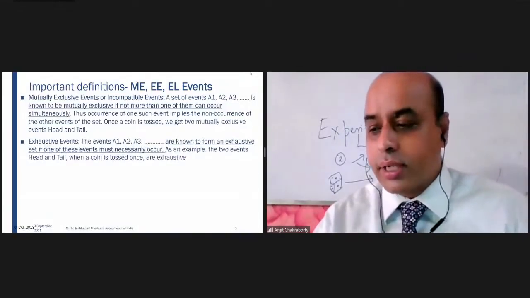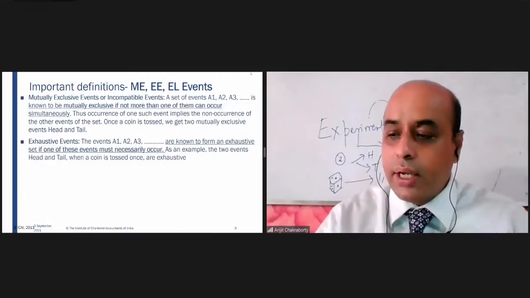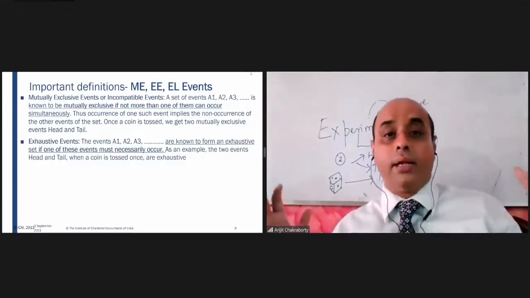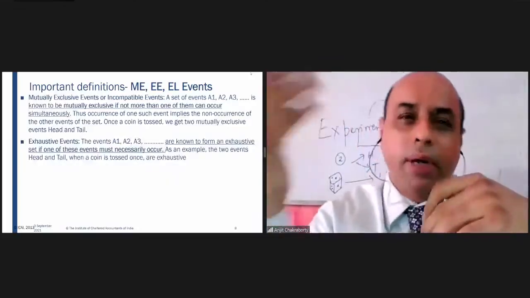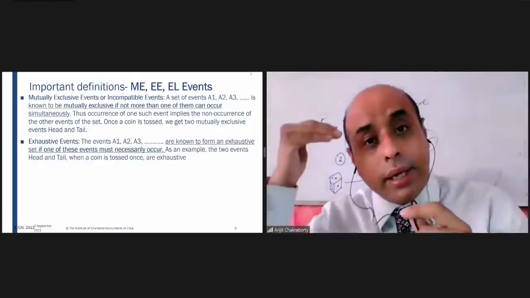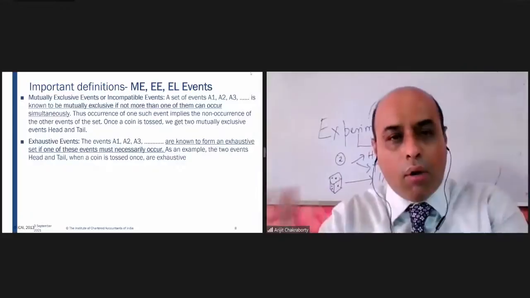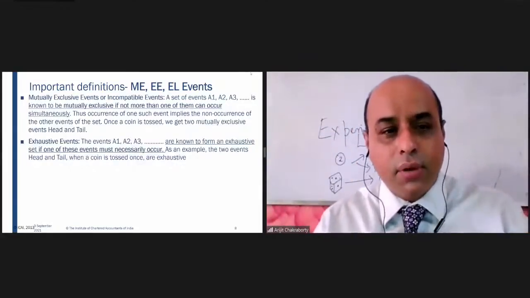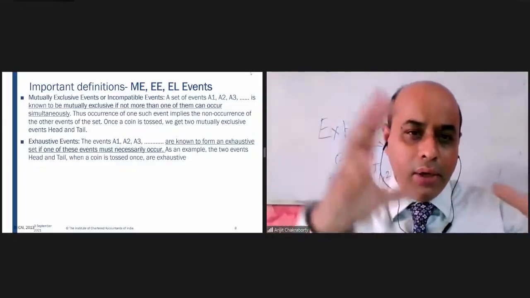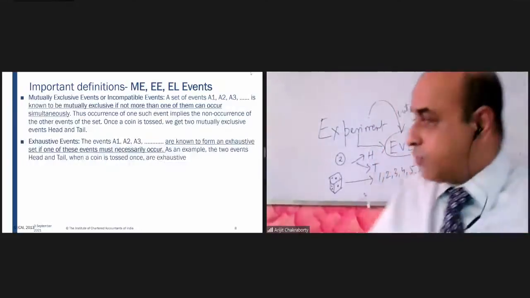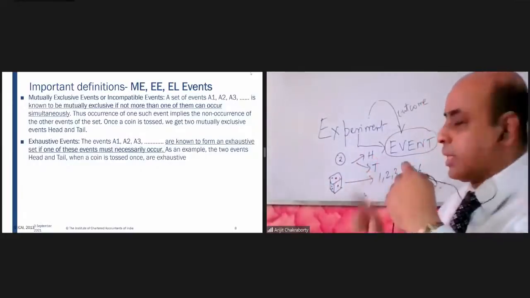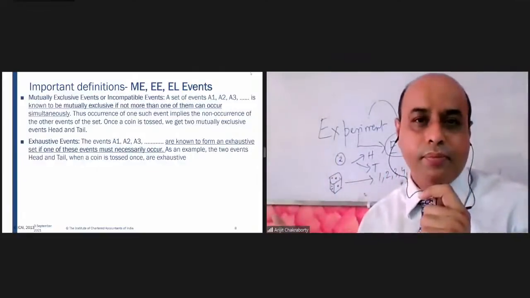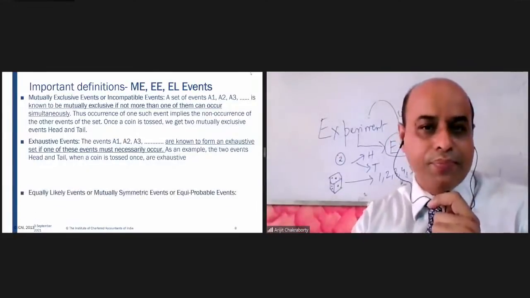Now we have exhaustive events. Please note exhaustive events. What is the meaning of exhaustive? If you tell your friend that you are studying mathematics and statistics exhaustively, that means you are studying everything, all possible chapters, all possible questions. That is exhaustive preparation. Now, an exhaustive event means that any of these events must necessarily occur. When I am flipping a coin, either head or tail will come. When I am throwing a die, either 1 or 2 or 3 or 4 or 5 or 6 will come. So any of these events must occur.